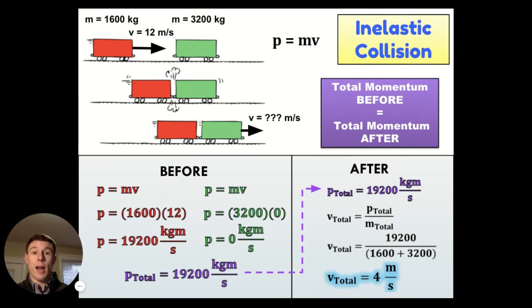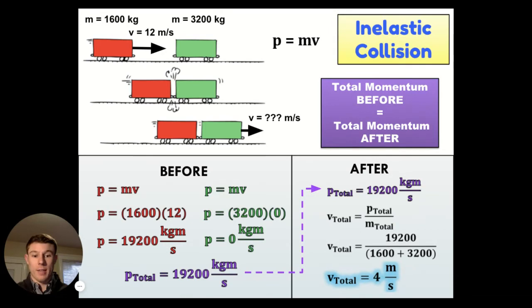So we figured out how much momentum the system had before the collision. There was some momentum in the red cart because it was moving, but there was no momentum in the green cart. We know that the initial, or total momentum before the collision, is equal to the total momentum after the collision. So we used that to solve for the final velocity, or total velocity, of the two after they combine in this inelastic collision.